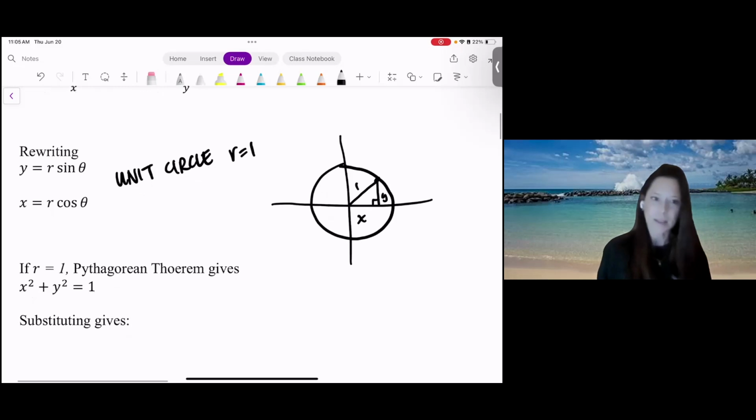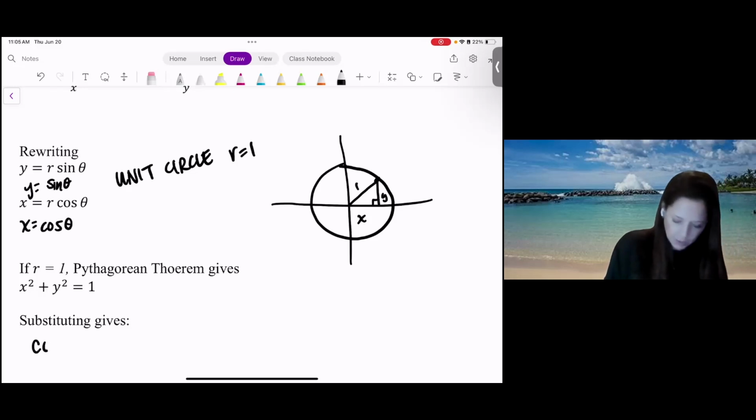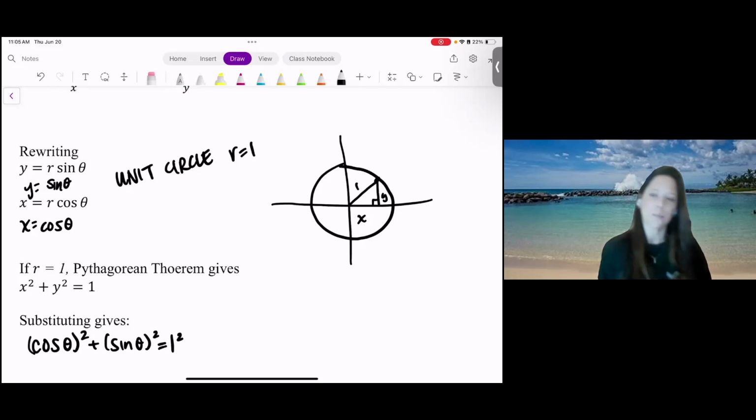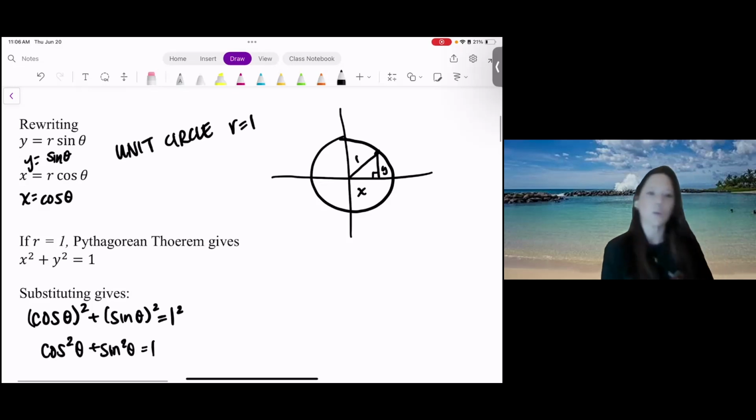Using the fact that x is cosine theta, then I'm going to have the cosine of theta squared plus the sine of theta squared is going to be equal to 1 squared. Whenever we square a trigonometric function, you actually take the square and put it in between the theta and cosine. That's going to be the cosine squared of theta plus the sine squared of theta is going to be equal to 1. That's our first trigonometric identity.